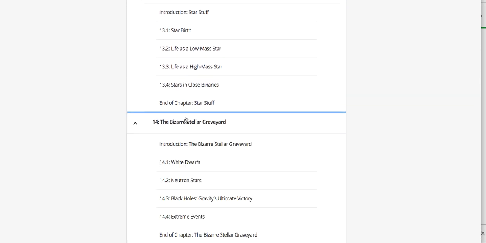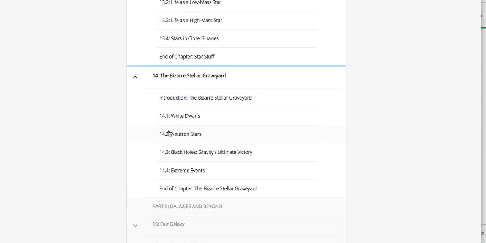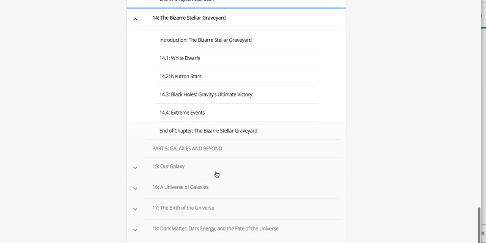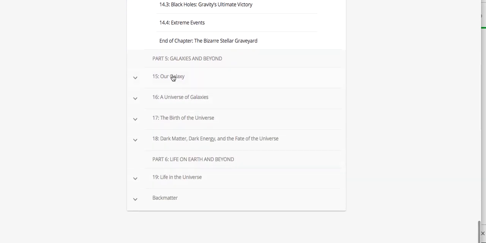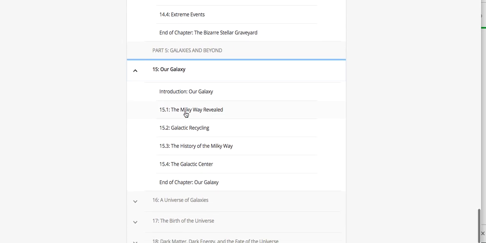And then finally, this chapter over here is about some of the most extreme physics objects that we have in the universe, and those are the white dwarfs, neutron stars, and black holes. All of them are actually remnants of stellar life. And then we'll study some extreme events over here. After that, we step out and we learn about the galaxy.